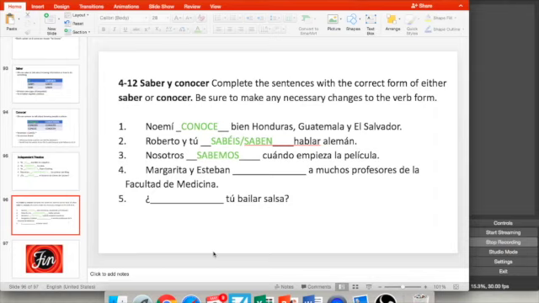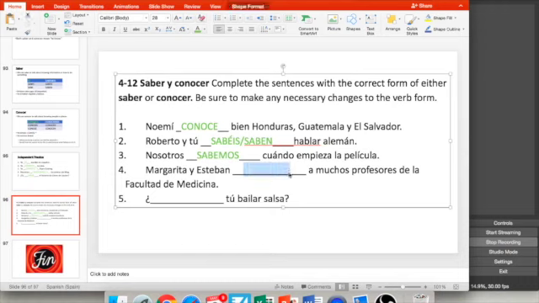Okay, now that you've had a second to try these, in number 4, we have Margarita y Esteban. And it says that Margarita y Esteban blank a muchos profesores de la Facultad de Medicina. So Margarita and Esteban know a lot of professors in the College of Medicine. They know people, professors. We're going to be using conocer. And to say they know, we're going to say conocen. But don't I need something else? Don't I need an a? In this case, they already put your personal a in here, so you don't have to worry about adding it. It's already there for you.